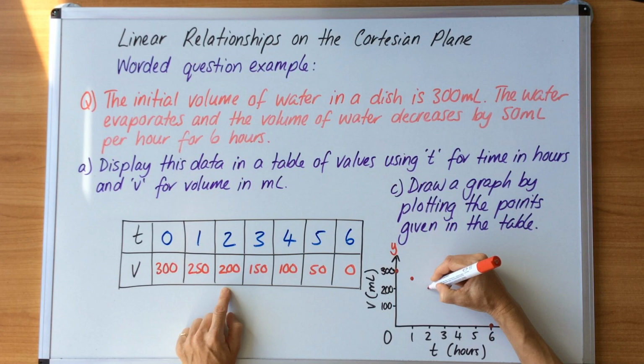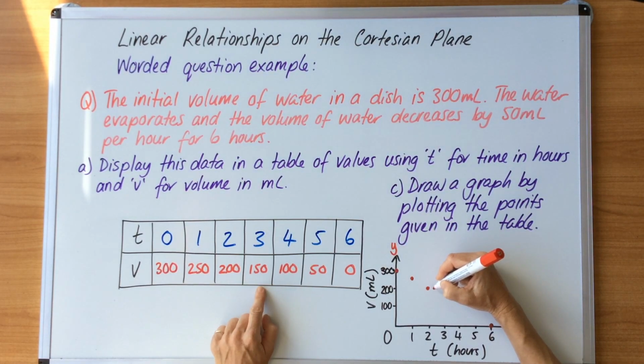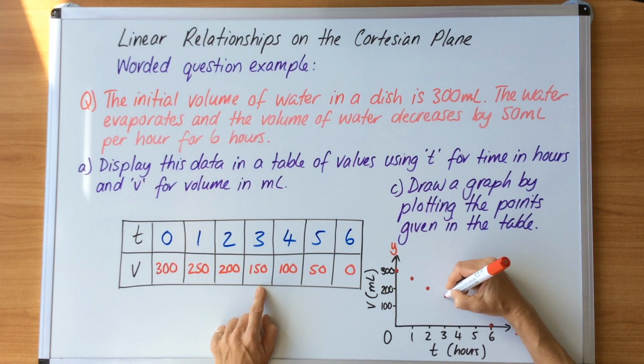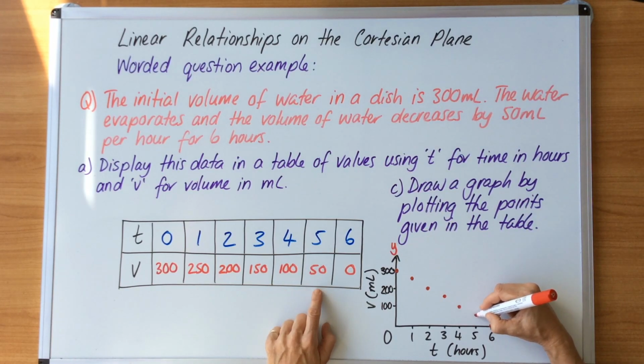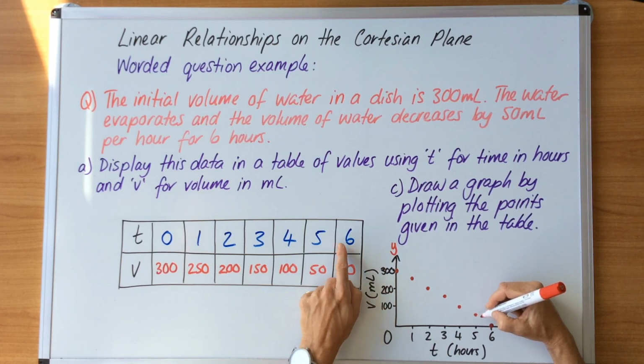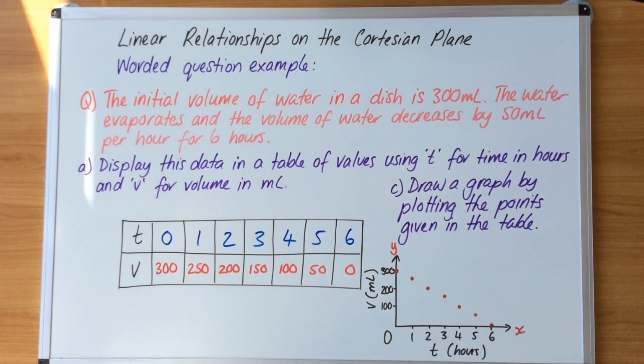On the second hour, we were down to 200 milliliters. On the third hour, we dropped down another 50 milliliters and we ended up at 150. On the fourth hour, we came down to 100 milliliters. And then on the fifth hour, again, we dropped another 50 milliliters. By the time we reached hour 6, we had nothing in there. So this should be nice and straight. Mine isn't that straight. So you should be able to draw a line connecting all the dots all the way down to the bottom there on 6 hours.